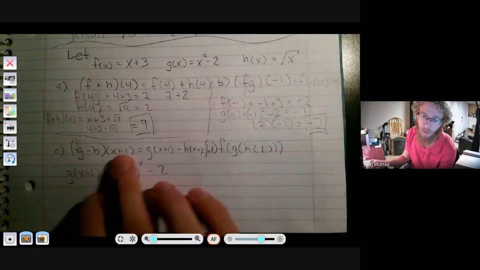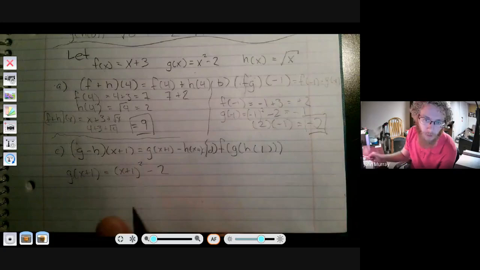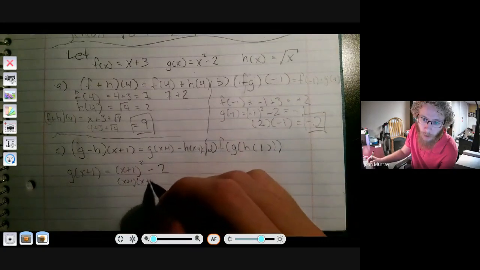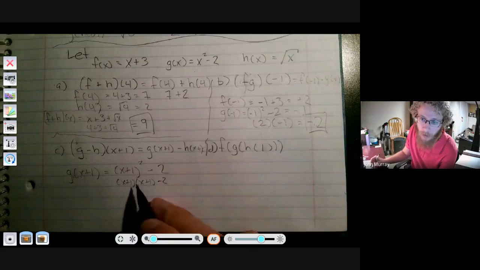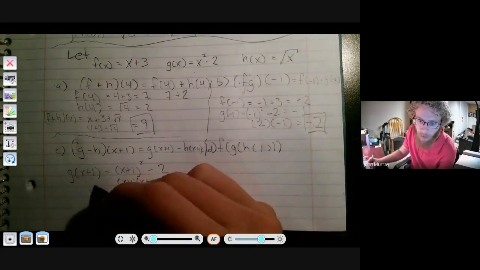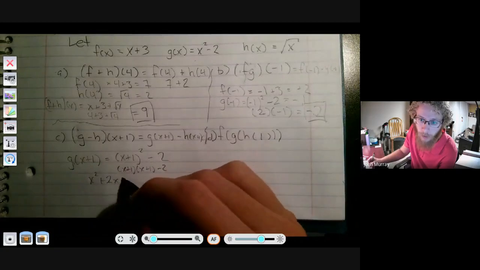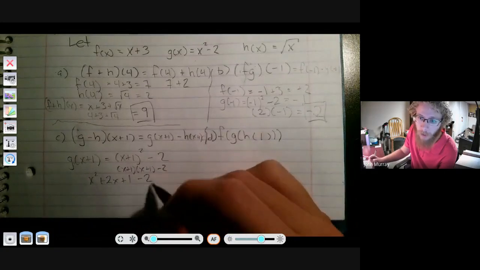Now, because we have something like this, I want to FOIL this. So I'm going to have x plus 1 times x plus 1 minus 2. This is going to give me, I'm going to do a shortcut, x squared plus 2x plus 1, and then we have the minus 2.